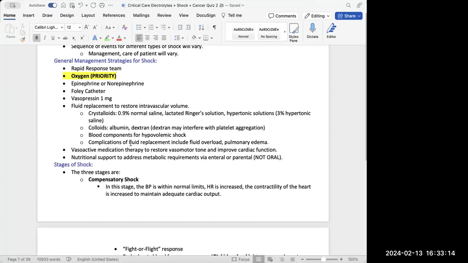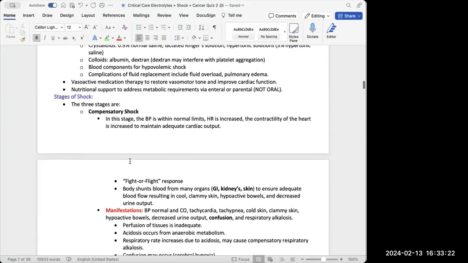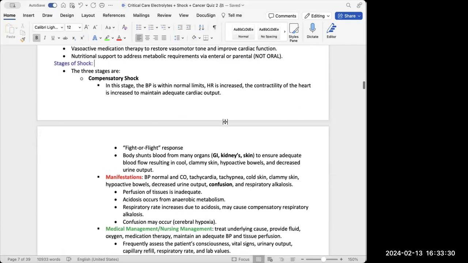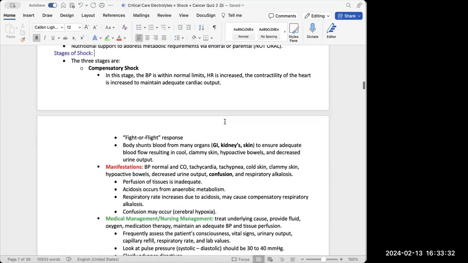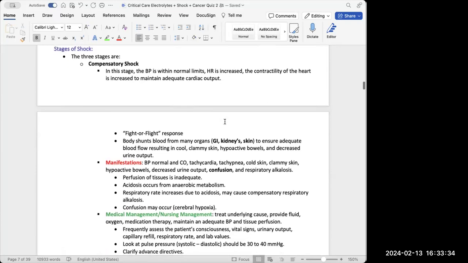And we could do fluid replacements. We need to also do that so we could restore that intravascular volume through isotonic fluids like normal saline. And we also want to give nutritional support either through enteral or parenteral, not oral, when it comes to shock, okay? Because they're also confused, right? So you're not going to try to feed someone who's confused.